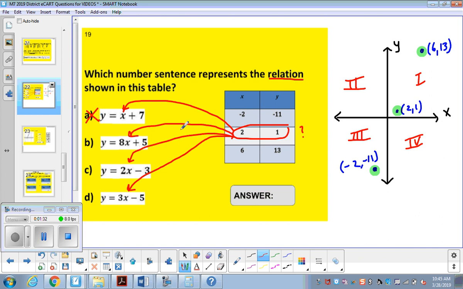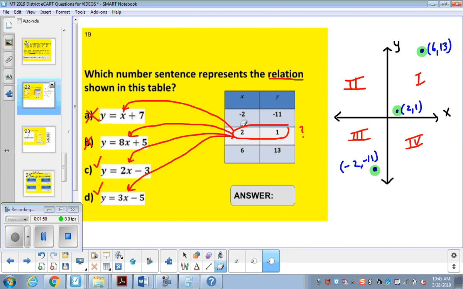All right, the next one. 8 times 2 is 16. 16 plus 5, we should see a 21 here. We want a 1. All right, next. 2 times 2 is 4, and 4 minus 3 is 1. So far we found a winner. And let's see if 2 would work for the next one. So 3 times 2 is 6, and 6 minus 5 is also 1. So both C and D are in the running.